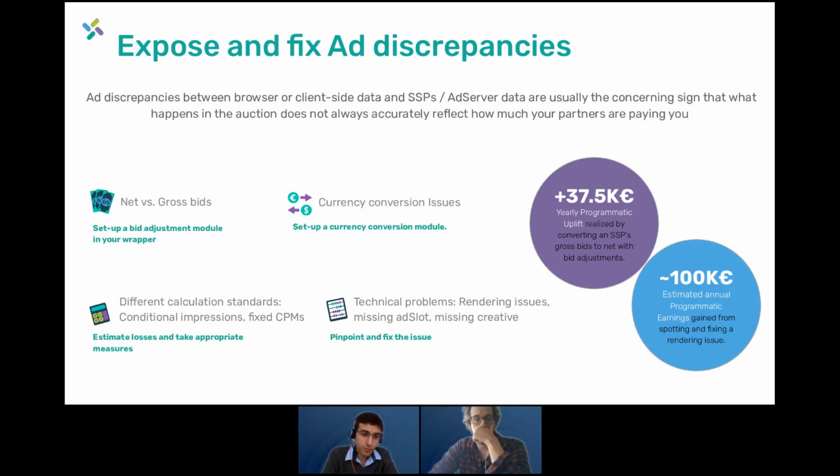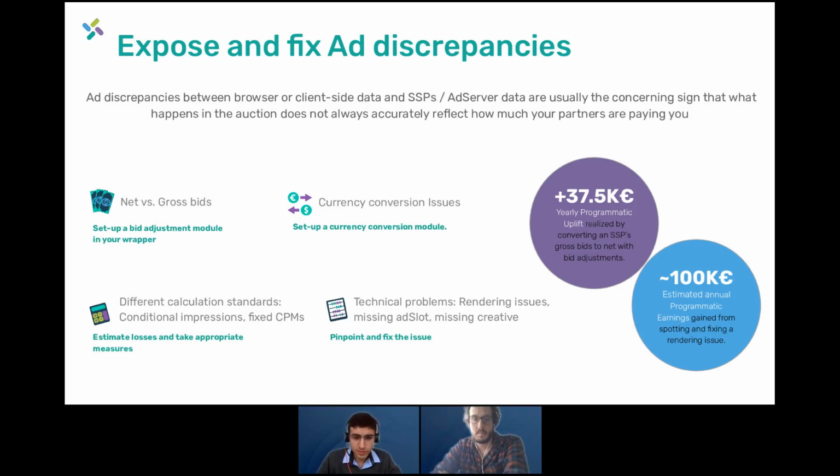So this is a pretty straightforward issue. How do you spot that? Well, if you look at the day-by-day breakdown of your discrepancies and you find that there is a constant discrepancy day over day, usually around 10%, 15%, depending on the fee that the SSP is taking, then this will indicate that you have this kind of problem, and the solution is fairly simple. You can use the bid adjustment module of Prebid in order to transform these gross bids into net bids.